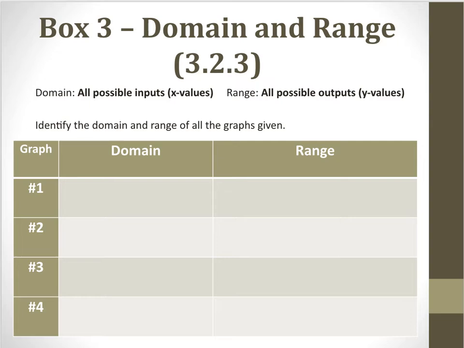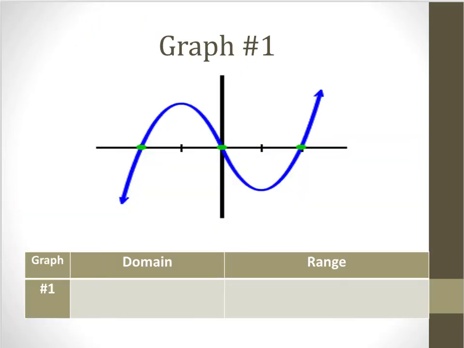So what we're going to do here is identify the domain and range for 4 different graphs. I will do a couple with you, and then I'm going to want you to try a couple on your own to make sure that we've got this down. So remember, domain is all possible x values. What I want to look for here with this graph is I want to look along the x-axis, and I want to see, are there any x values that I cannot plug in, that don't work?